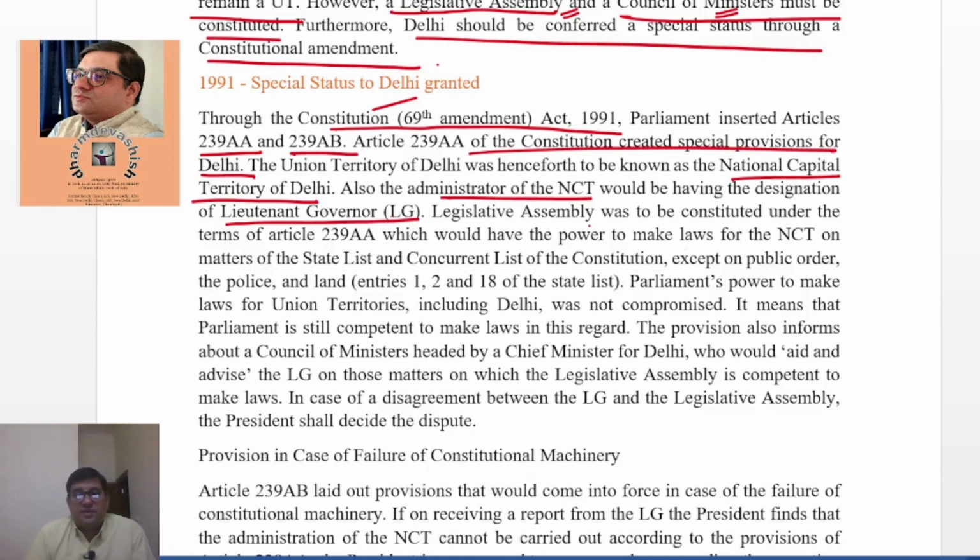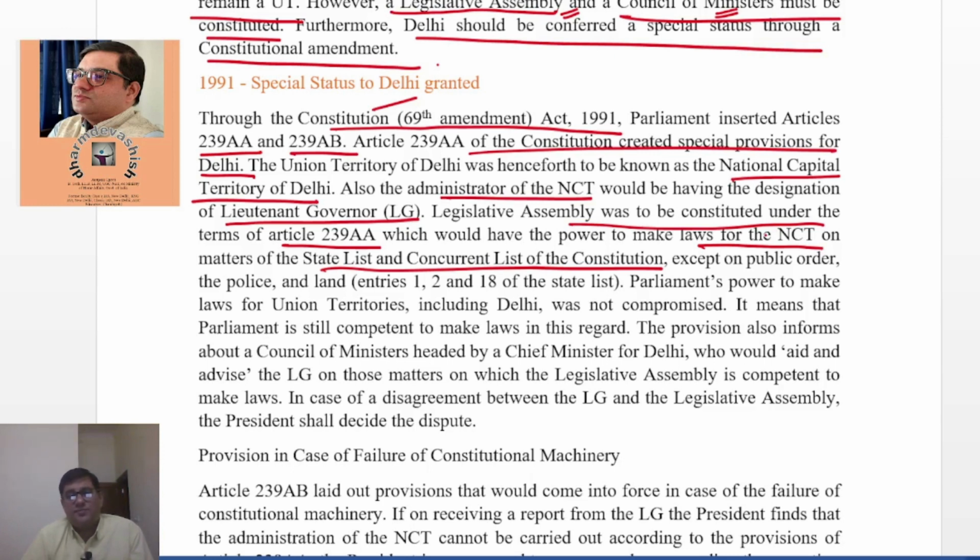Furthermore, a Legislative Assembly was to be constituted under the terms of Article 239AA, which would have the powers to make laws for the territorial area of NCT on matters that are mentioned in the state list and the concurrent list of the Constitution. Now, a twilight zone is coming into picture, as we have discussed in the previous video. And how that twilight zone comes into picture, let's see the implications of that twilight zone over here.